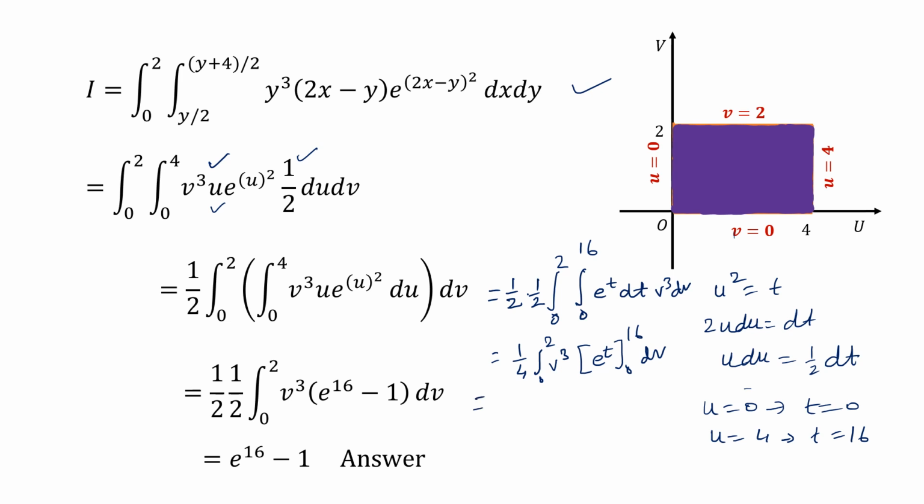So what we get for this one, 0 to 2 v cube dv. It will be v to the power 4 by 4, 0 to 2. So no issue with the lower limit 0. So it will be 2 to the power 4 upon 4. So what we get is 4. And 1 by 4 is there. So that will cancel and you will get only e to the power 16 minus 1. That we get as the answer. So I hope the first question is clear, that you understood here. In next, we will talk about the second question.